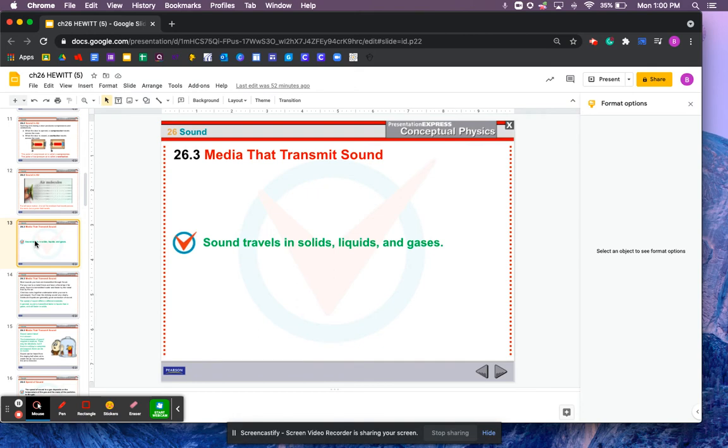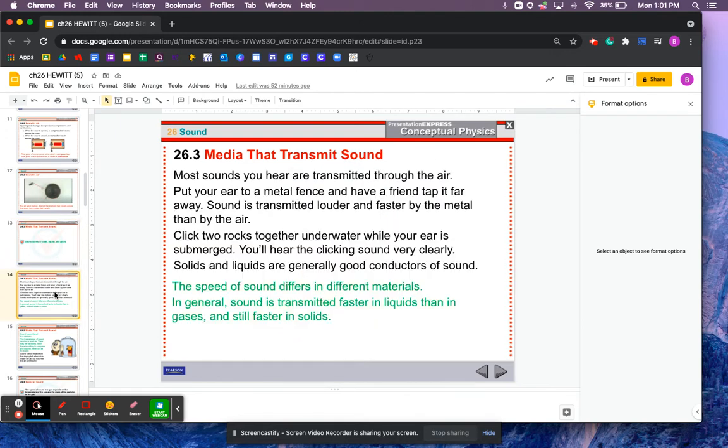Now, believe it or not, sound can travel in mediums other than air. Sound can travel in solids, liquids, and gases. Most of the sounds that we hear are transmitted through air because that's the medium that we're around. However, depending on whether your sound is traveling through a liquid like water or through a metal like a chain fence, it can vary on how fast it travels.